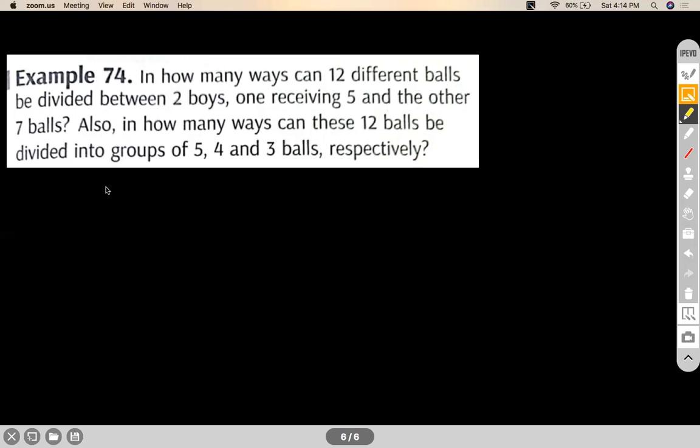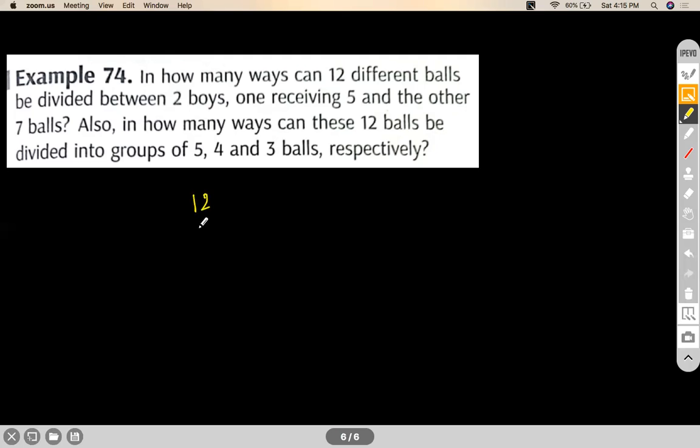Now, is it a case of unequal size groups or equal size groups? Unequal size, Hariyan. Very good. Is it a case where order is important or order is not important? Order is important. Very good. Excellent. So now you got your answer.